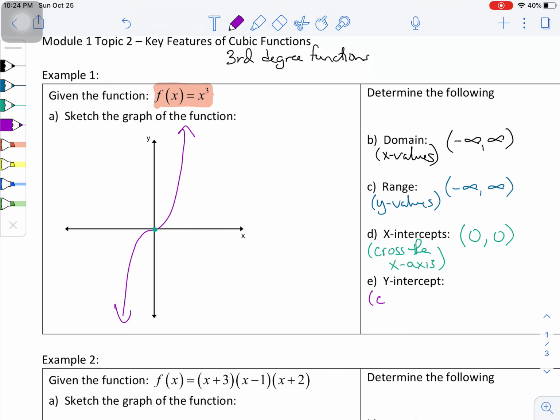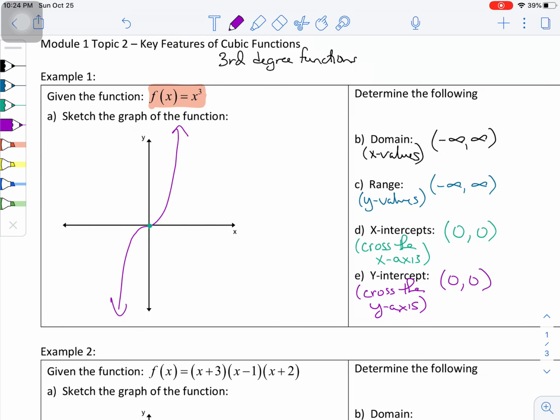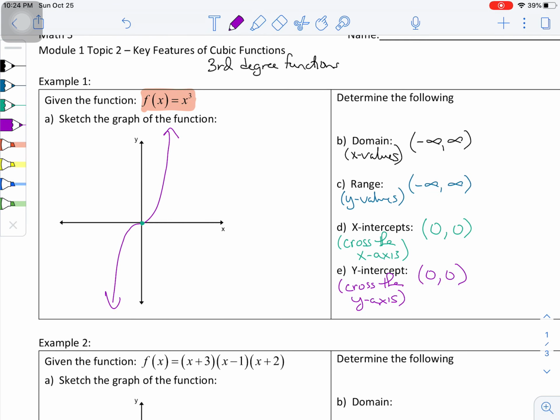Y-intercept is where you cross the y-axis. And in this case, we again have one y-intercept. It's the same exact place as the x-intercept. It's the origin, 0, 0. Okay, so that's the basic cubic function. That would be the parent function.